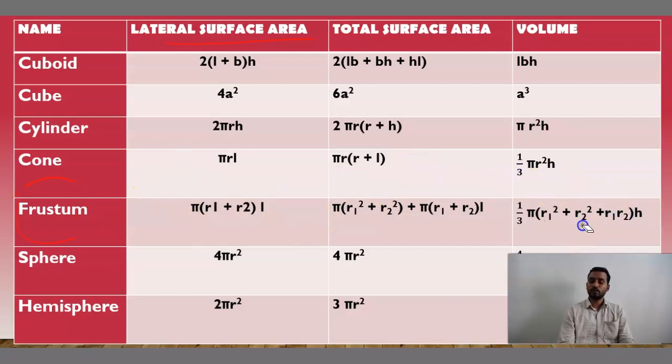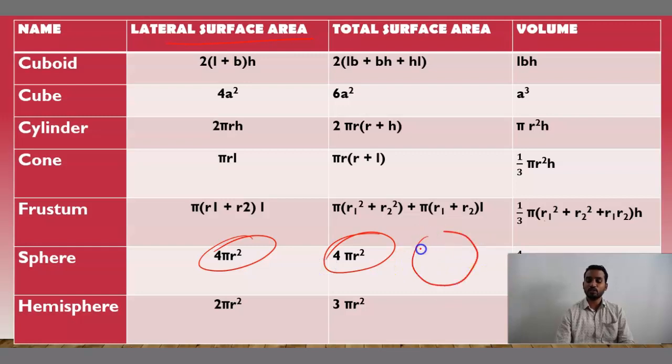Now we are going to see sphere. The lateral surface area of a sphere is 4 pi r square. Total surface area is also 4 pi r square. We can see here the sphere. If we divide this, we get 4 subcircles. Can you see this? 4 subcircles. So the area of each circle is pi r square. Right? 1 pi r square, 2 pi r square, 3 pi r square, 4 pi r square. So that's nothing but total surface area is 4 pi r square.